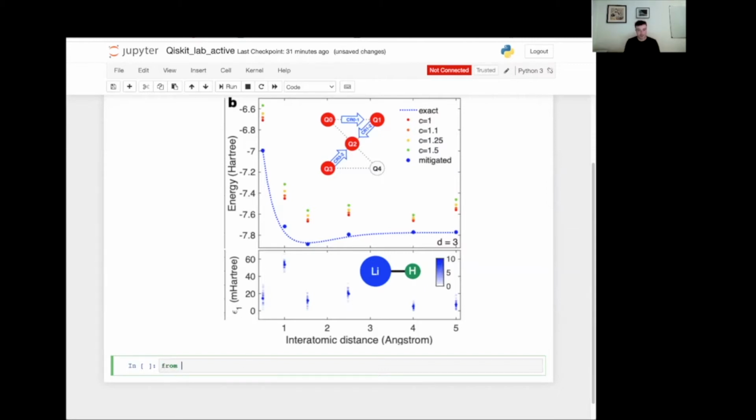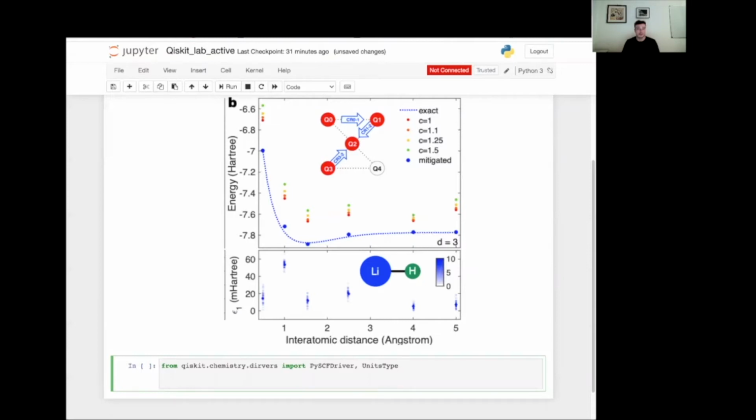So the first line of this lab session is going to be to import from Qiskit a PySCF driver, which we're going to use to compute the 1 and 2 body molecular integrals, and then also import a units type, which is going to set the unit with which we're going to measure our interatomic distances.